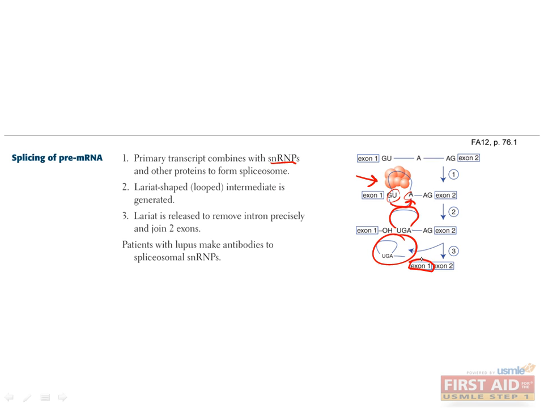The concepts are probably more important than the details for your exam, but one detail that is important is that patients with lupus make antibodies to spliceosomal SNRPs.